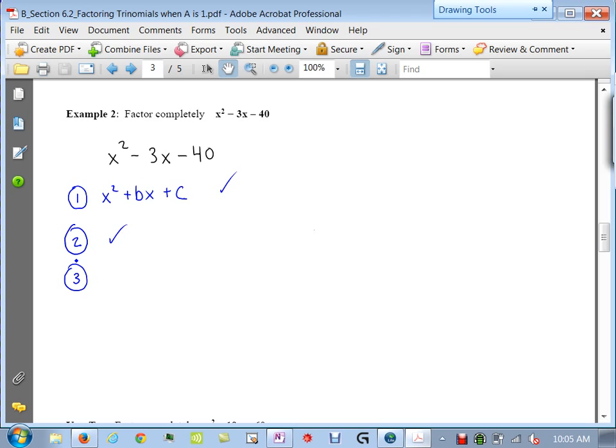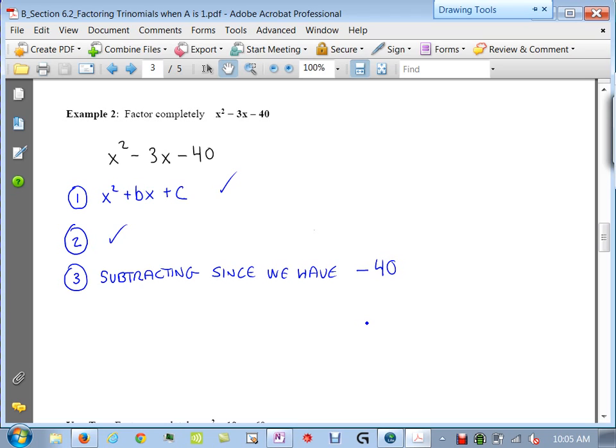Okay, so step 3 says to do what? Are we adding or subtracting? And what tells us if we're adding or subtracting? The minus in front of the 40, right? It's a negative sign. That negative sign means I'm going to be subtracting, since we have negative 40.